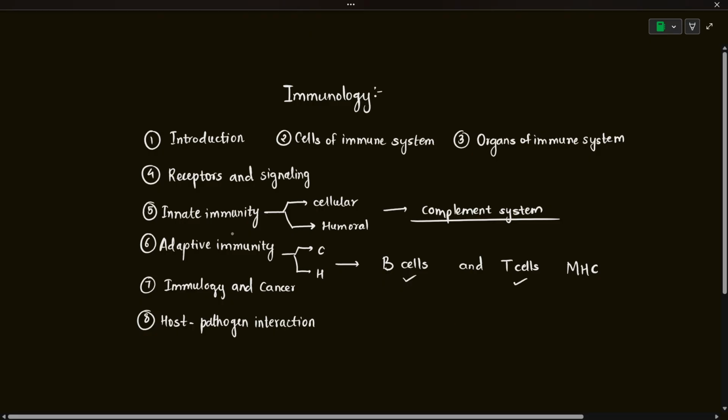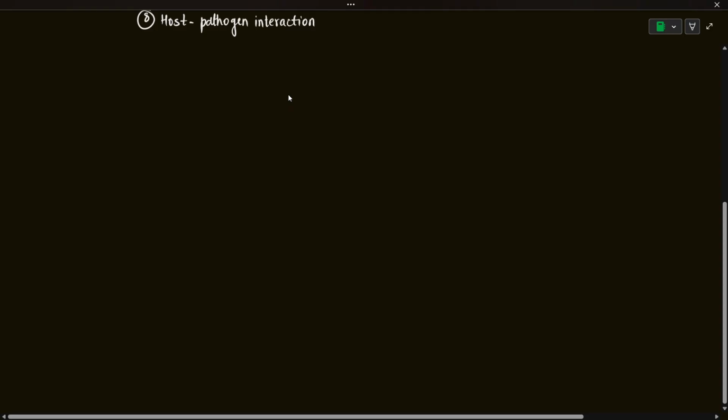Today's lecture is an introductory lecture. We will be talking about the basics of our immune system. So let's get started with the lecture. Before talking about the cells and the organs that are part of the immune system, the first and most important thing is to know about immunity, right?